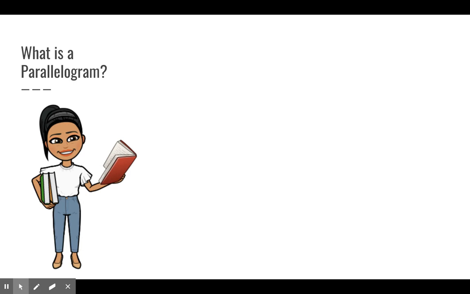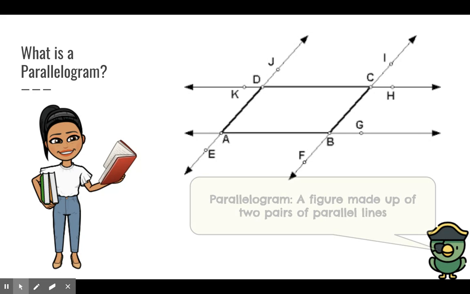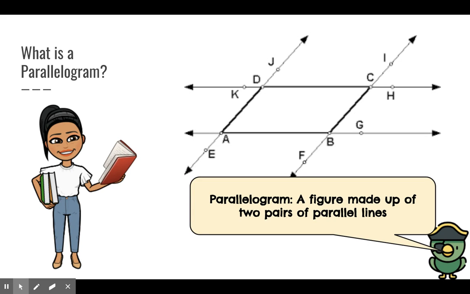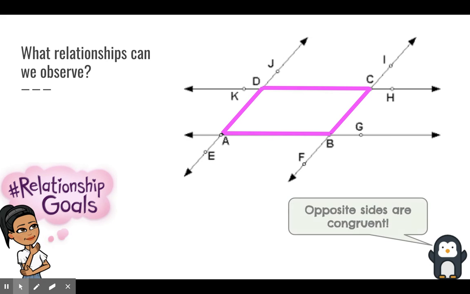What is a parallelogram? Okay, so we saw this image, and if we want to give a definition to this image, we say that it is a parallelogram because a parallelogram is a figure made up of two pairs of parallel lines. So, more specifically, looking at the blues that are parallel to each other and the pinks that are parallel to each other, the figure made up in the middle is a parallelogram because there are two pairs of parallel lines.